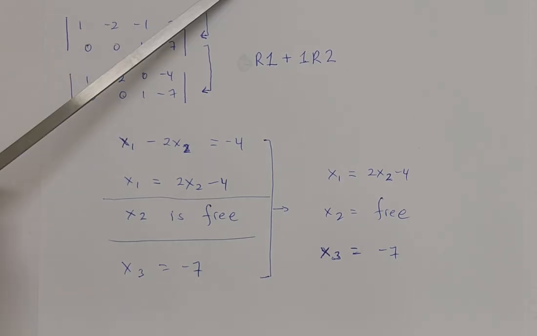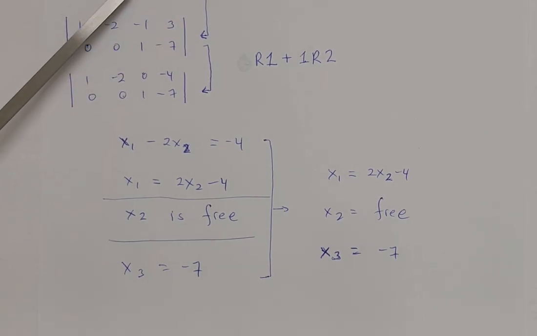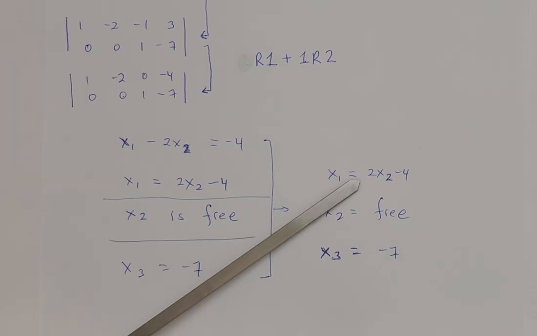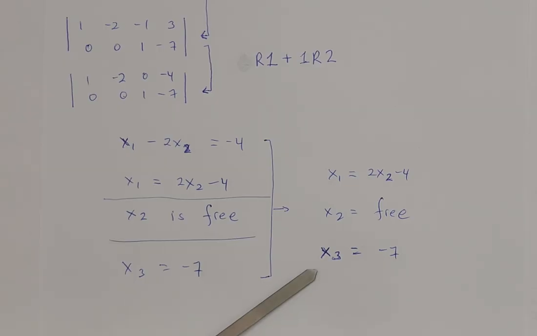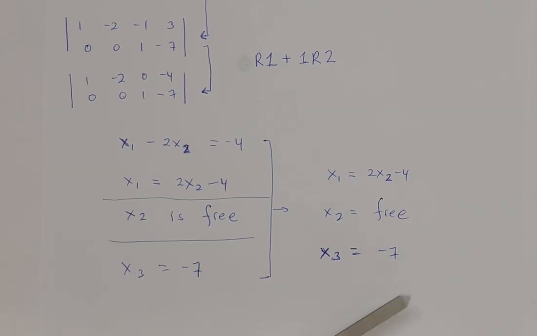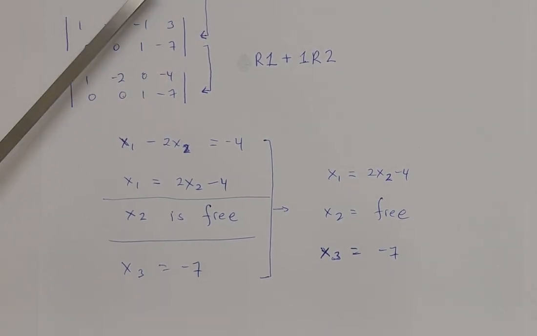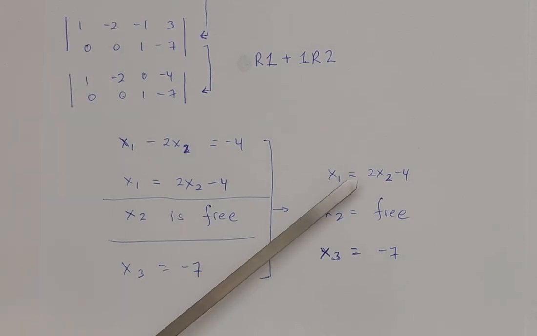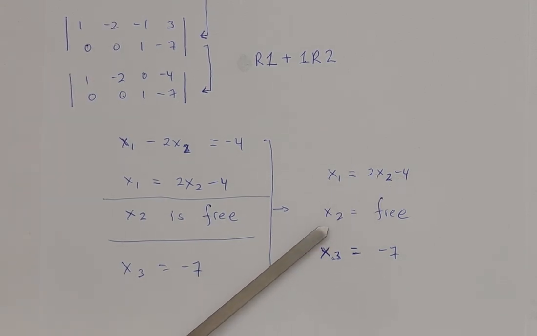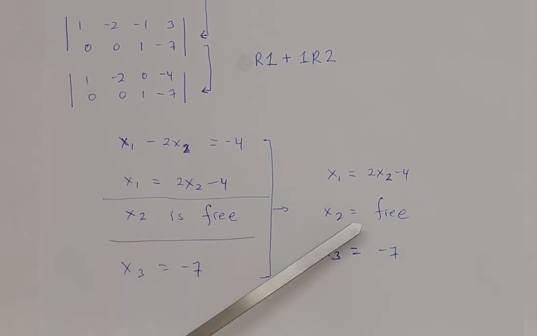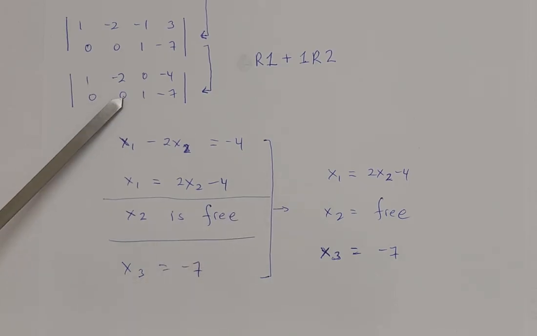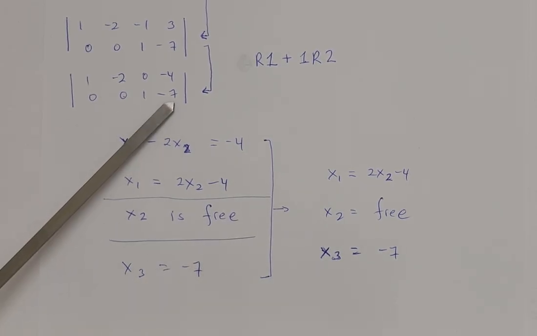So the general solution to these equations is x1 equal to 2x2 minus 4, x2 is free, and x3 equal negative 7. So that is the general solution. Why do we have x1? Because we have x1. Why is x2 free? Because there's nothing here. x3 is negative 7.